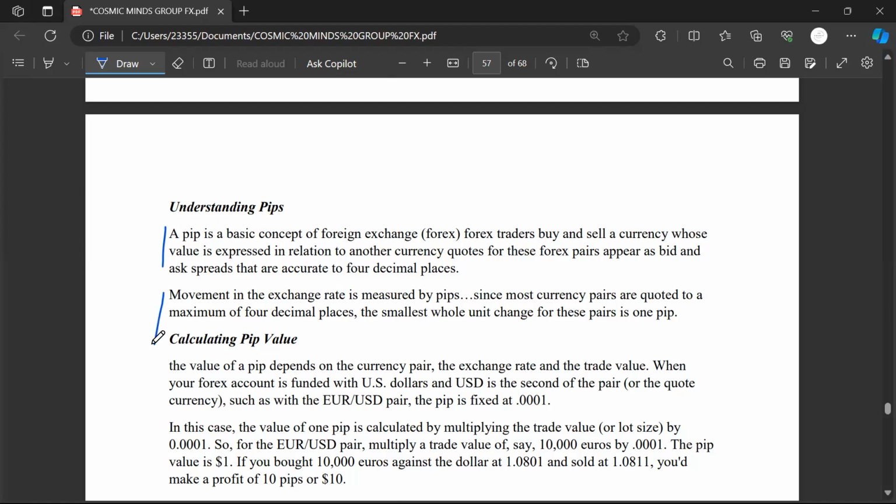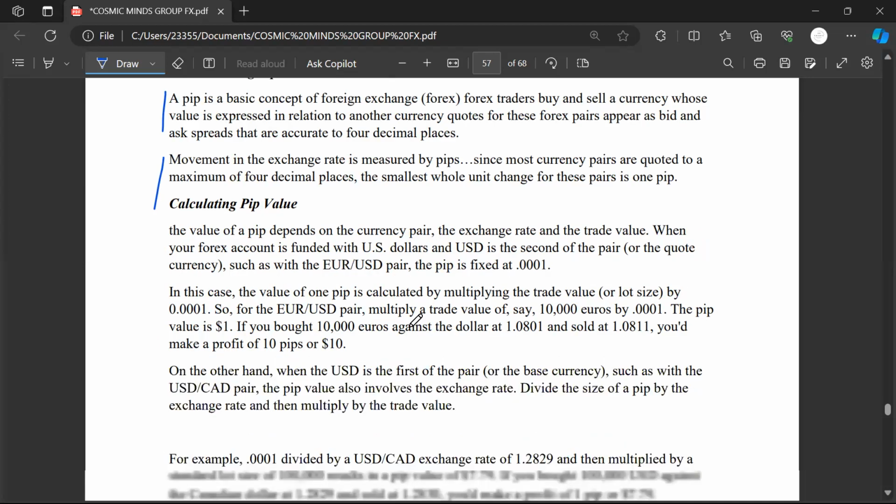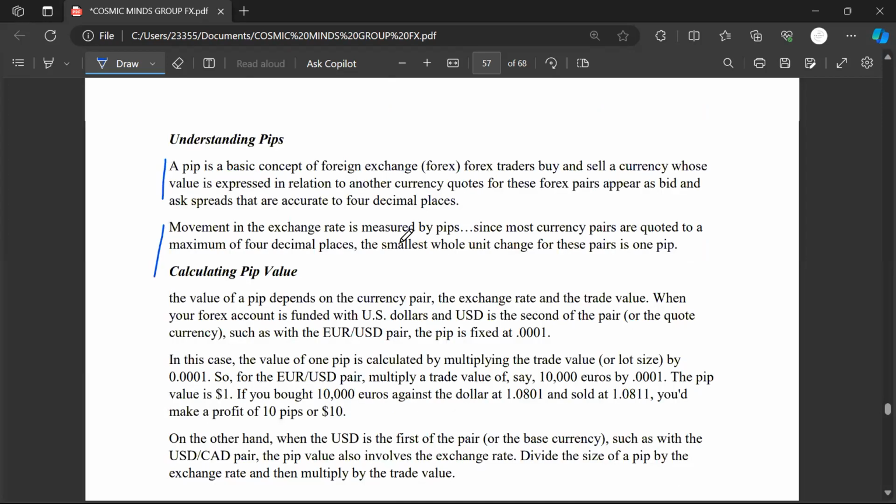Now, movement in the exchange rate is measured by pips. That's the movement we're talking about. Since most currency pairs are quoted to a maximum of 4 decimal places, the smallest whole unit change for these pairs is 1 pip, right?